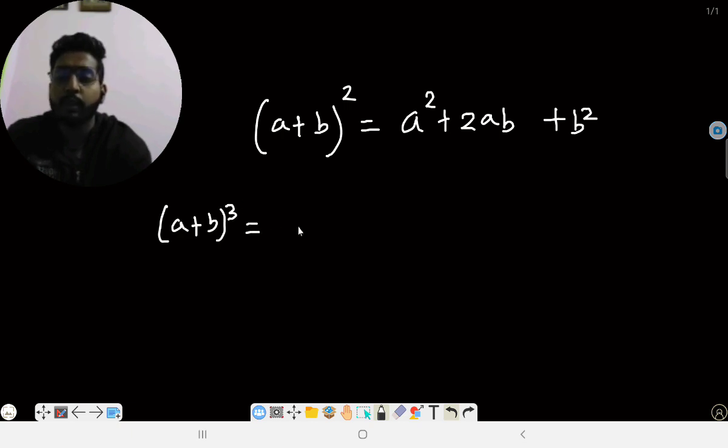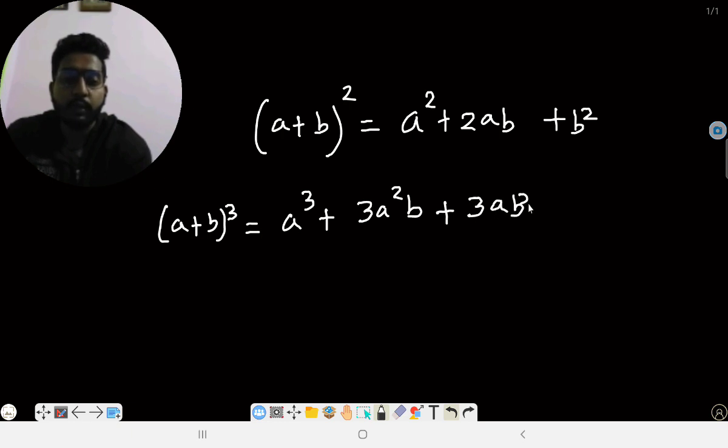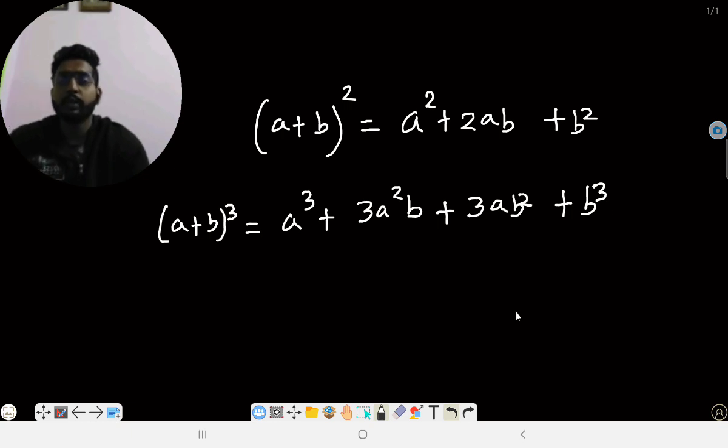We are also familiar with this one, that will be a cube plus 3a square b plus 3ab square plus b cube, like this. So this is (a plus b) whole cube. Now we can see there is a pattern. What is the pattern? Look here.